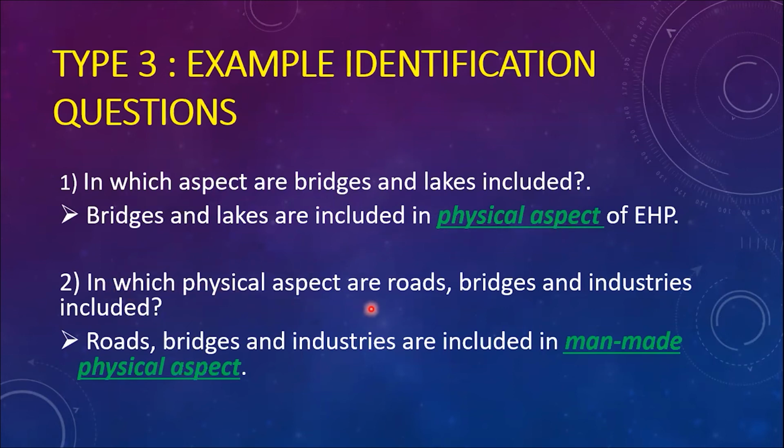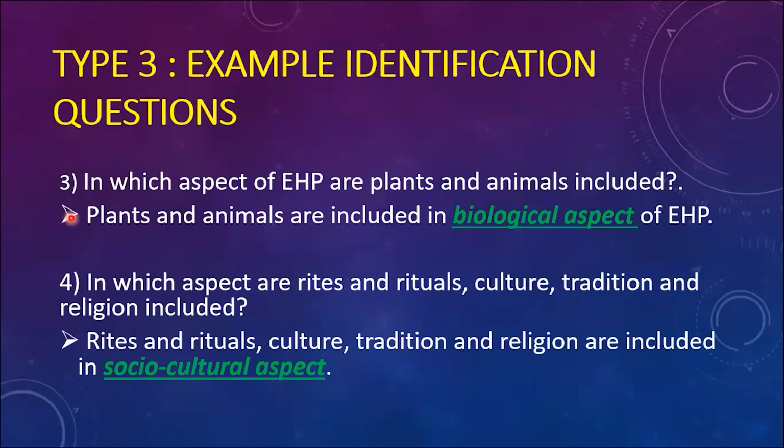In which physical aspect are roads, bridges and industries included? In which physical aspect? So physical aspect has two types, natural and man-made physical aspect. So it is asking which type. So roads, bridges and industries are included in man-made physical aspects. And if you are asked rivers, lakes, mountains, hills, land, they are included in natural physical aspects. So let's go to next 3 number.